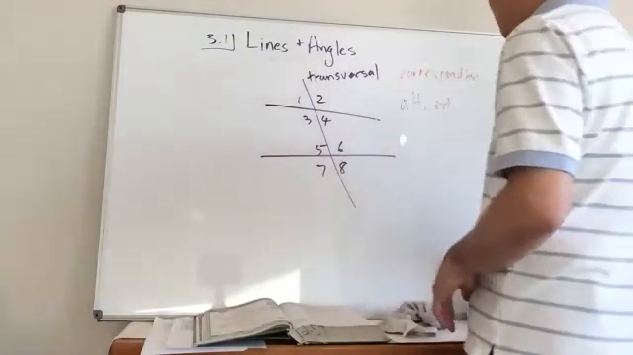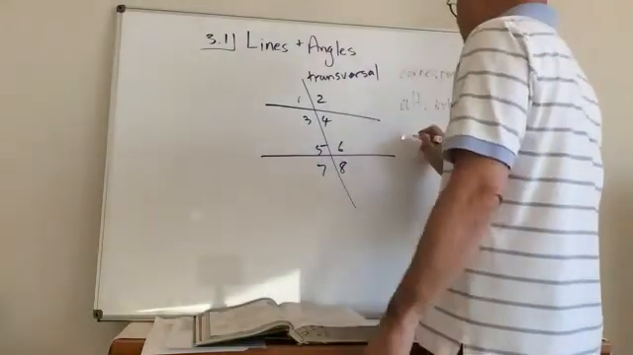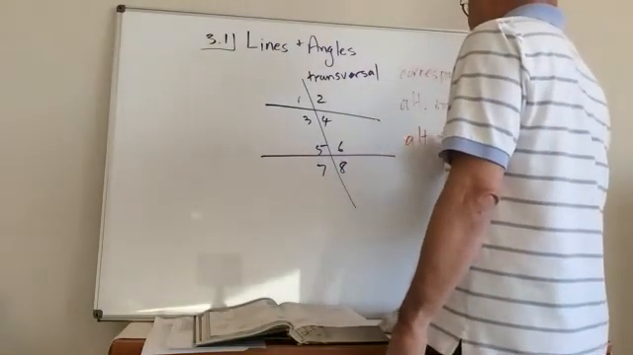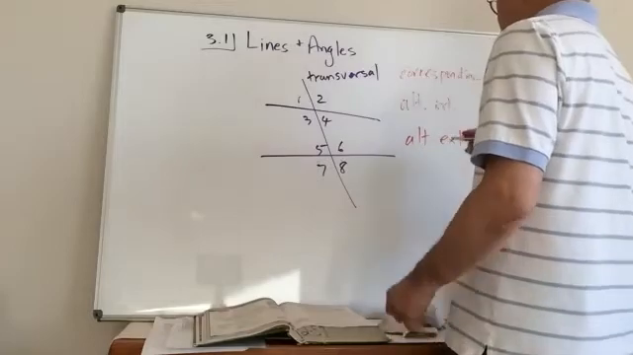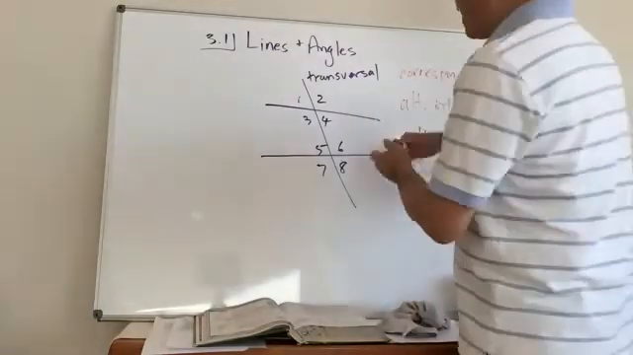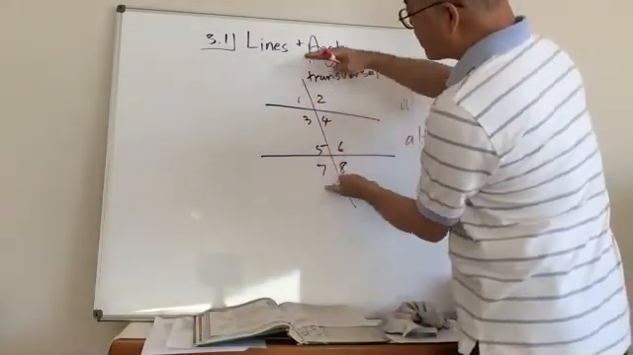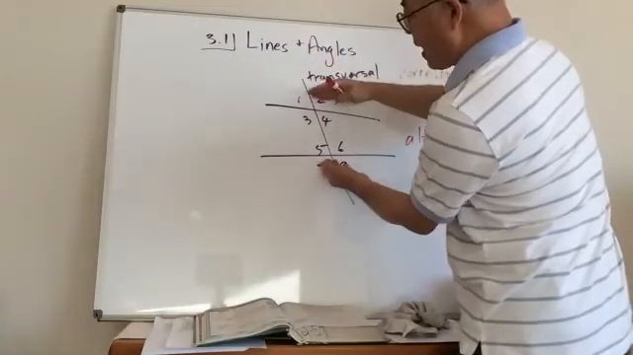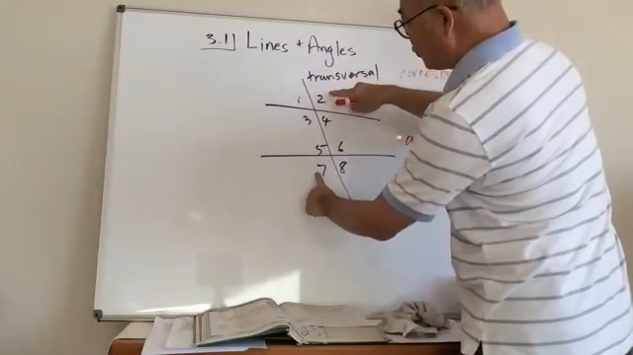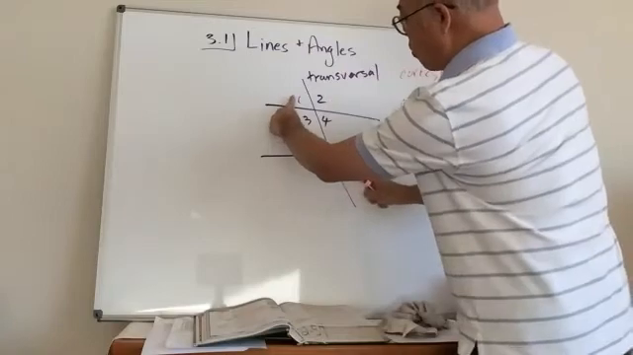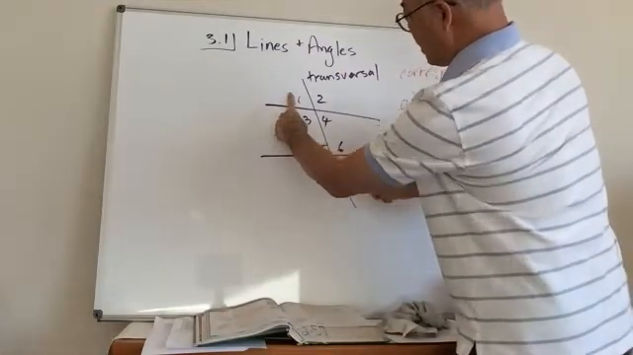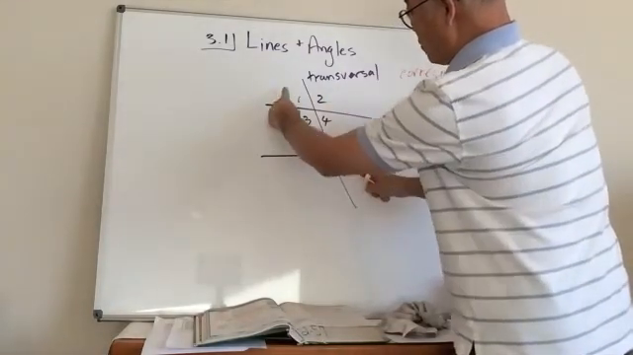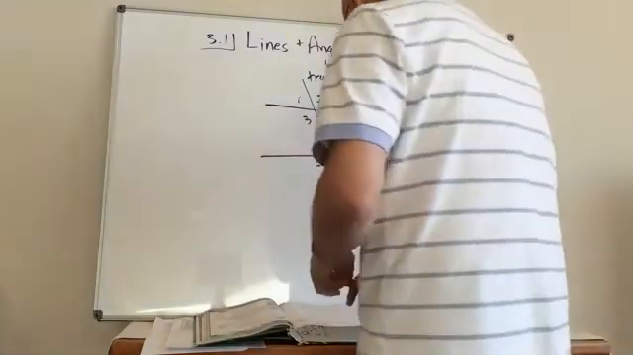Okay, so corresponding, alternate interior. Now we'll talk about alternate exterior. Okay, alternate exterior, again, now you have the 2 lines, so it's exterior, outside of that. So we have 2 and 7, 1 and 8, right? 2 and 7, 1 and 8, okay?